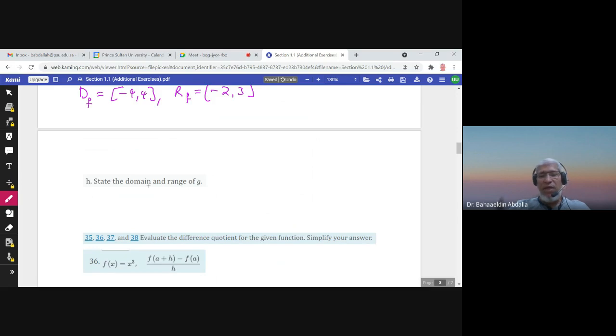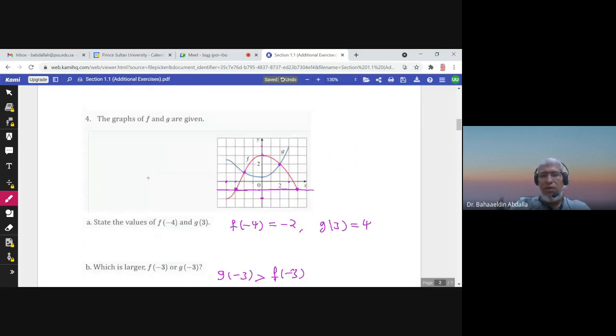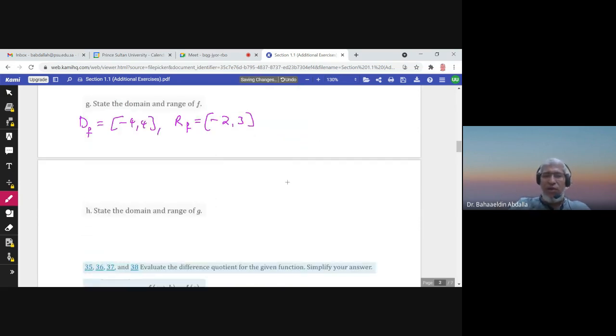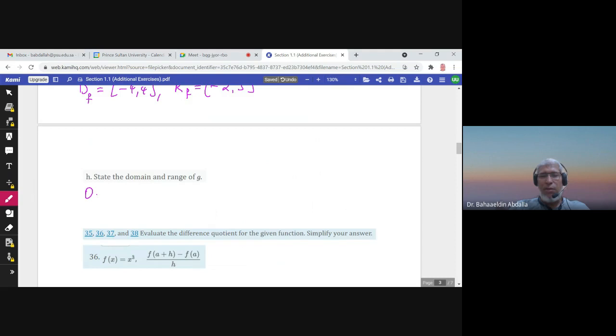State the domain and the range of g. G is the blue one. The domain is from -4 to 3. So the domain of g is from -4 to 3.